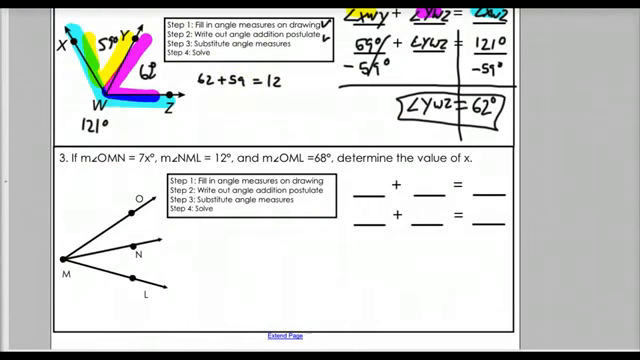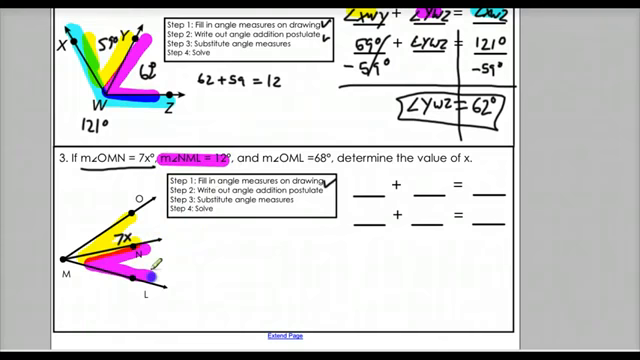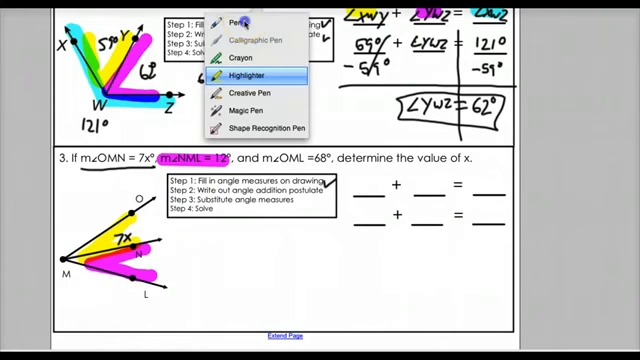Okay, finally, it's our last example. What we know is that the measure of OMN is equal to 7x. Okay, OMN is right here, and that's 7x. And like we said, we always fill in the information we know. We fill in the angle measures on the drawing. Let's do that. OMN is 7x. The second thing we know is MNL is 12. So NML, which is right here, is equal to 12 degrees.